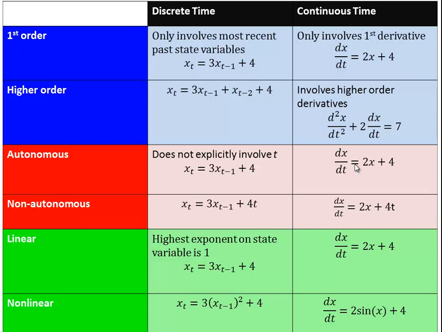Lastly, linear versus nonlinear. Recall that back in discrete time models, a linear model has only the highest exponent on the state variable being 1. And if you've got higher exponents, or you've got nonlinear functions like trig functions, that would be a nonlinear model. The same is true over here in differential equations. For example, dx/dt equals 2x plus 4, that would be a linear differential equation, whereas something like dx/dt equals 2 sine of x plus 4, that would be nonlinear because the sine function is a nonlinear function.